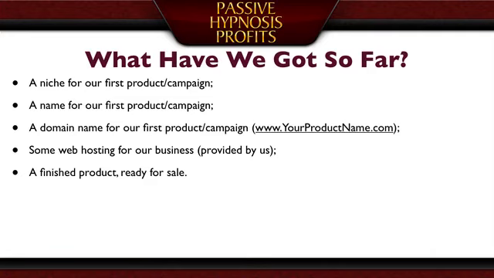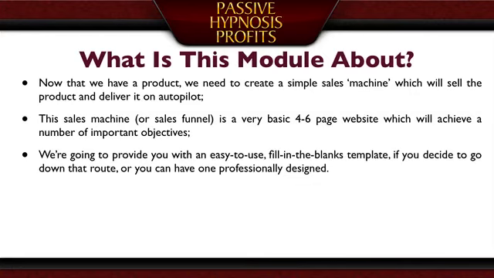Now, speaking of moving on, it's time to talk about this module. In this module, we're going to be talking about creating our simple sales machine, otherwise known as a sales funnel. Now, a sales machine or a sales funnel is basically a very simple 4 to 6 page website which is going to achieve a number of important objectives.